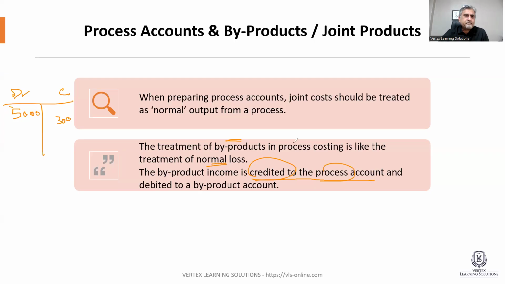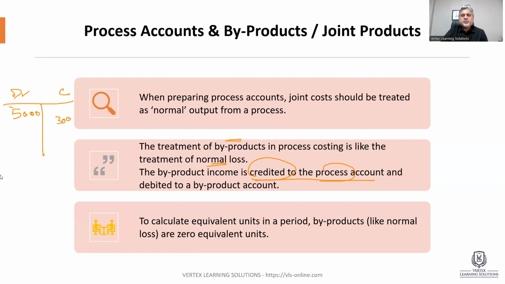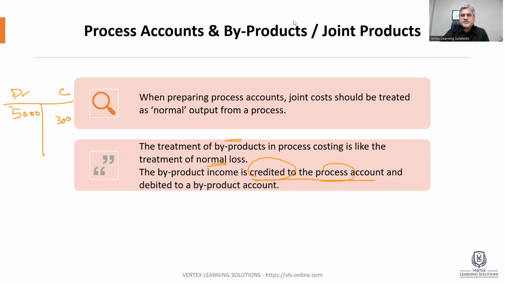This is the accounting treatment. I just explained it. To calculate equivalent units in a period, for byproducts, equivalent units we are not doing. This is not something we are interested in. So this is all for this chapter.